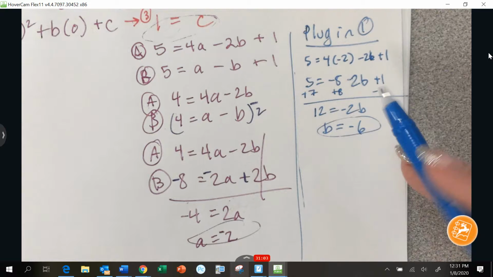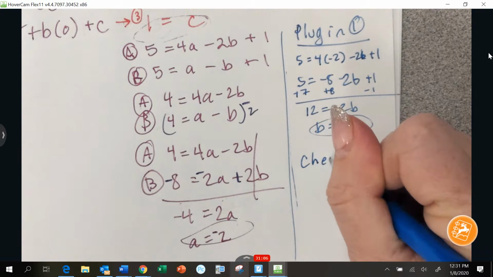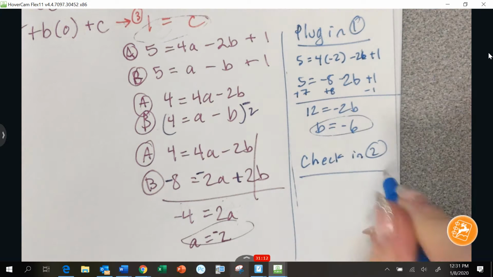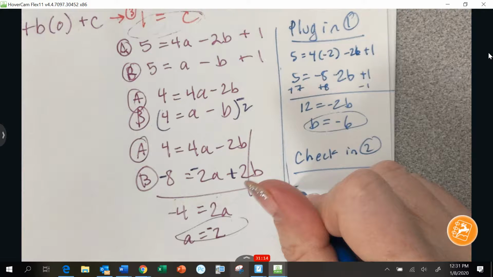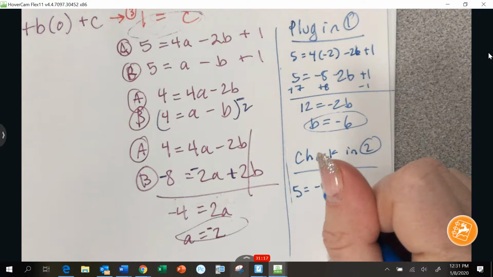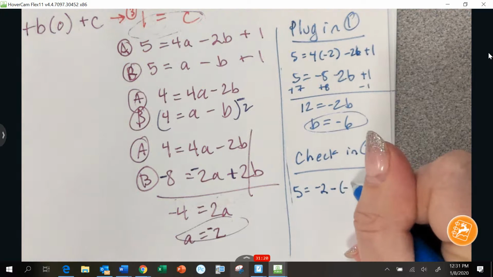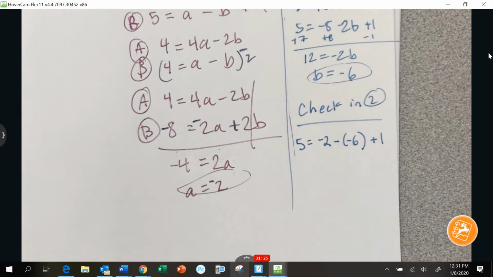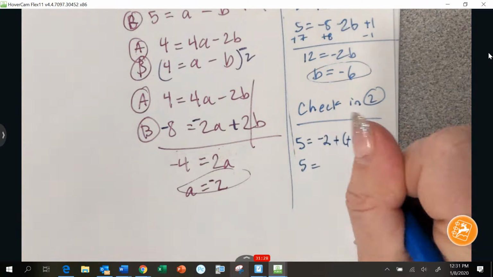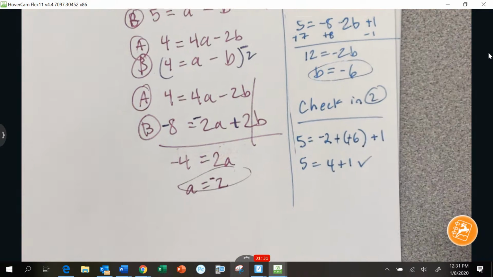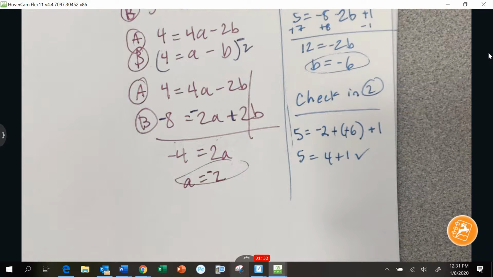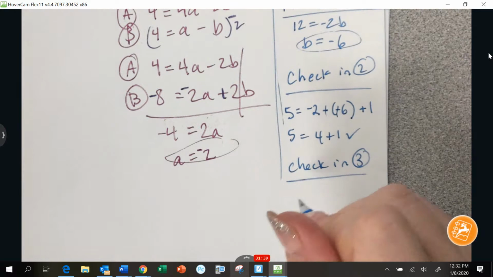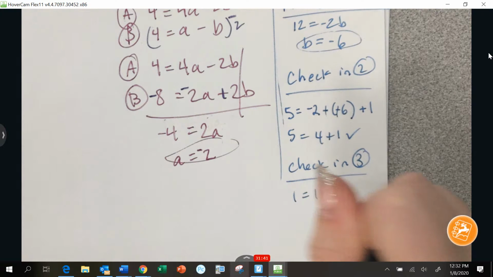So if I plug in 1, now I'm going to check in. Did you check in 2? Yeah. So if we check in 2, we're going to do 5 equals our A value, negative minus A, which is negative 6, plus our C value, which is 1. So 5 equals 4 plus 1? Yep. And then I'm going to check in 3. Oh, 1 equals 1. Okay, that one checks.